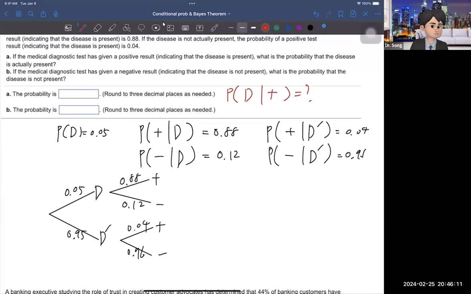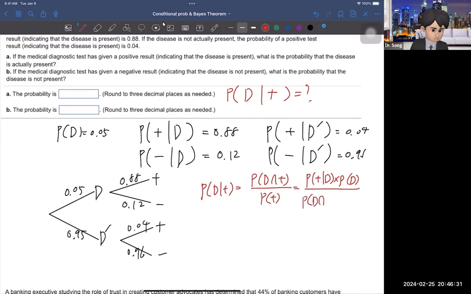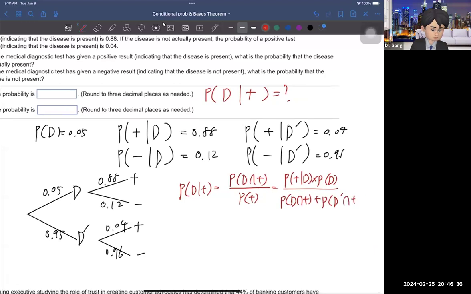Then same as the previous question, you first write down the equation. That is the probability D intersection positive over probability positive. So the numerator is the probability positive given D times the probability D, okay? And the denominator is the probability D intersection positive plus probability D complement intersection positive, okay? So the numerator first, 0.88 times 0.05.